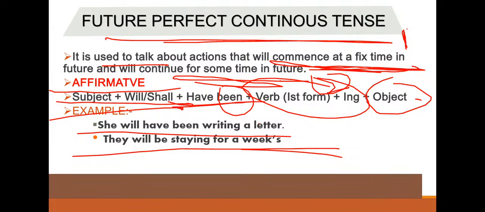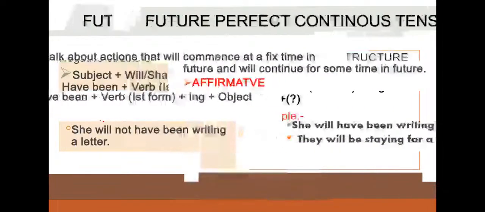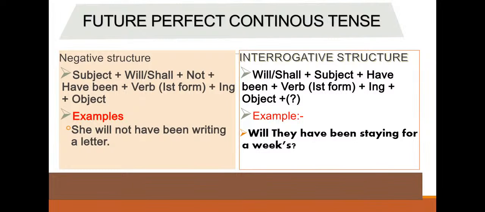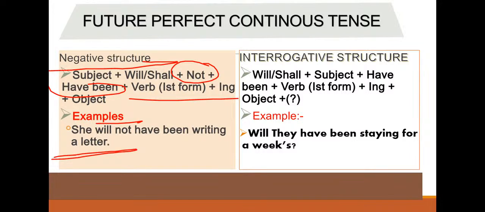Okay, let's move on and talk about the negative structure right here. We are adding not after the helping verb, and then we are adding have been, and then the first form and ing form of the verb and object. Make sure to remember that we are adding not between the helping verbs will, shall, and have been. Okay, let's take examples. She will not have been writing a letter. They will not have been taking the classes properly.